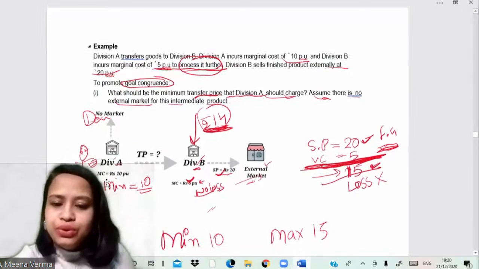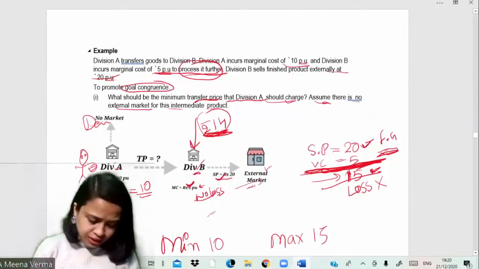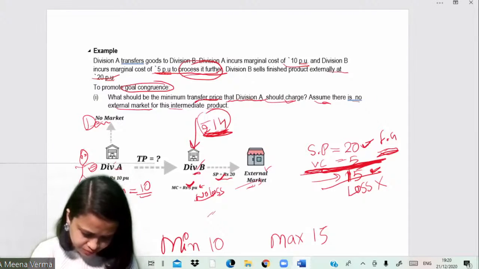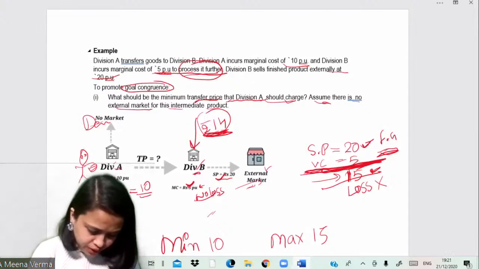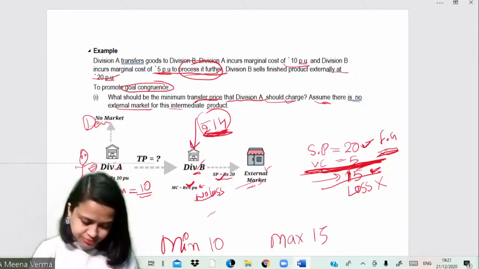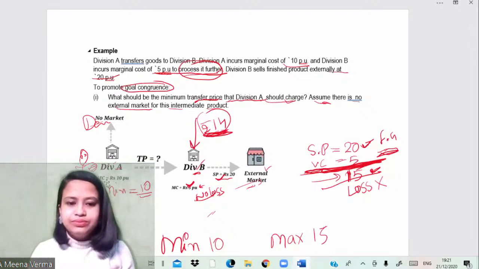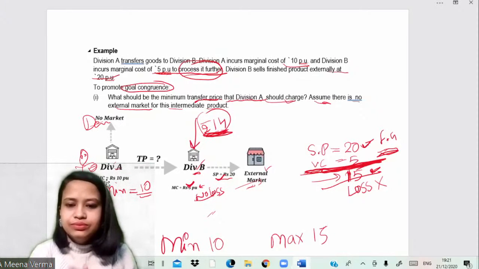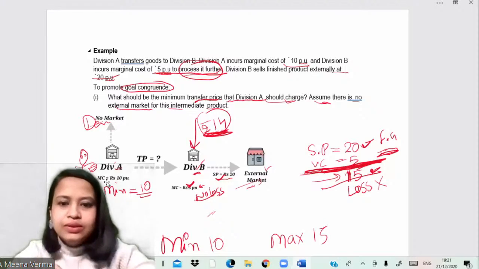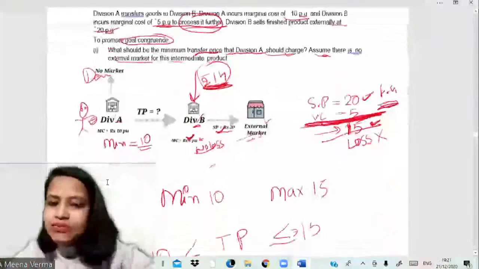If you have any doubt related to this topic, you can ask me. Okay, if you have any query, you can ask me. There is a query from Ambika.